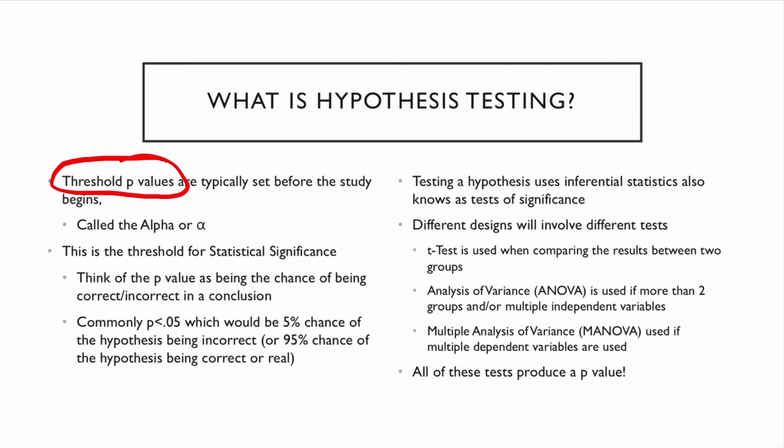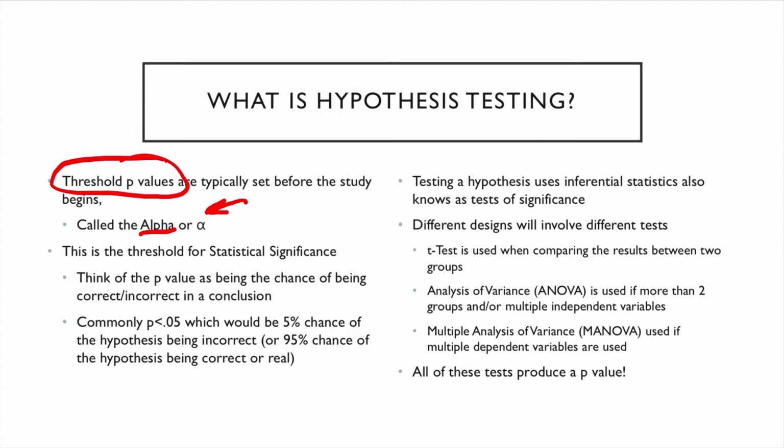The threshold p-value, in order to say that I am going to accept the hypothesis, I'm going to say that the hypothesis is true based upon the data, is called the alpha. And again, this is just the Greek letter alpha. This is the threshold of statistical significance we're looking at. Typically, we see numbers like 0.05 or 0.01.